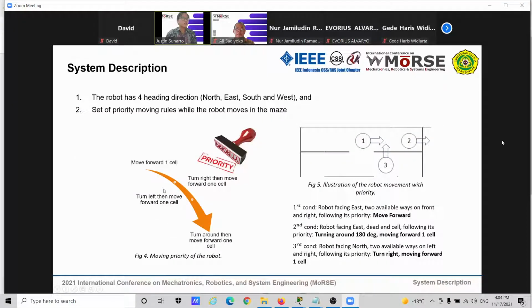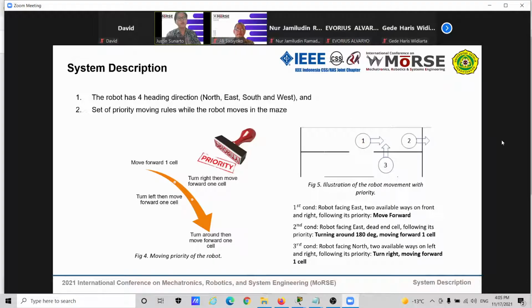The description of our system is as follows. The robot has 4 heading directions: north, east, south, and west, and there is a set of priority moving rules while the robot moves in the maze. In figure 4, the moving priority: the first is move forward 1 cell, the second is turn right, then move forward 1 cell, the third is turn left, then move forward 1 cell, and the last is turn around, then move forward 1 cell.